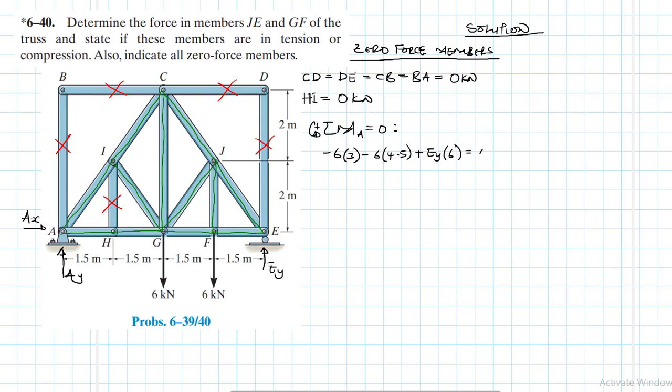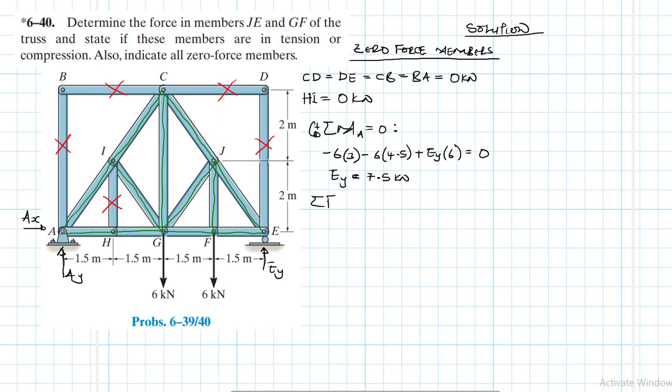Then this is equal to 0. Therefore, our EY is going to be equal to, let's grab the calculator, minus 6 by 3 minus 6 by 4.5, then divided by 6. This gives us 7.5 kilonewtons.